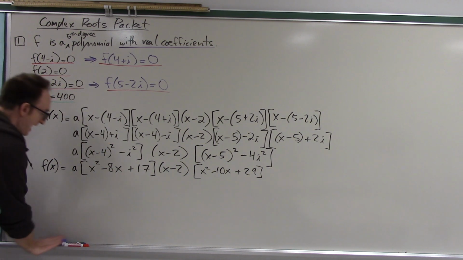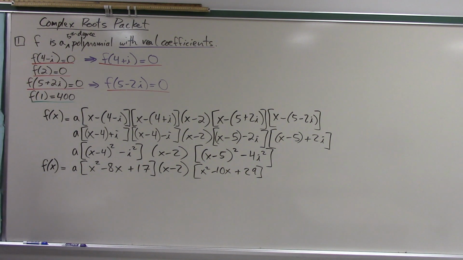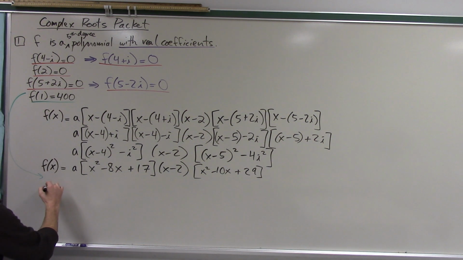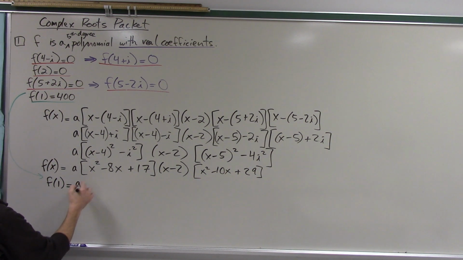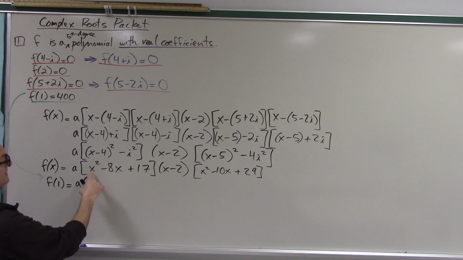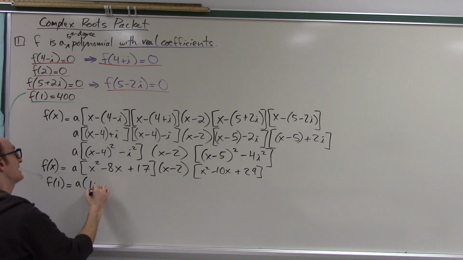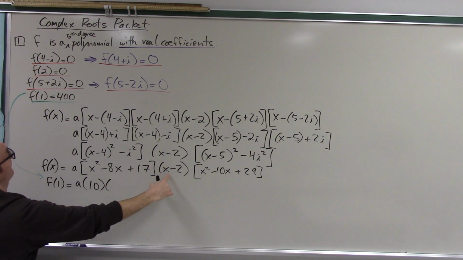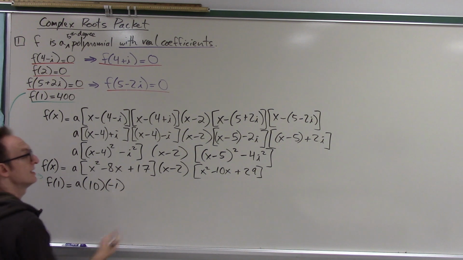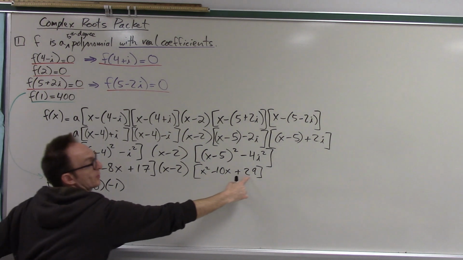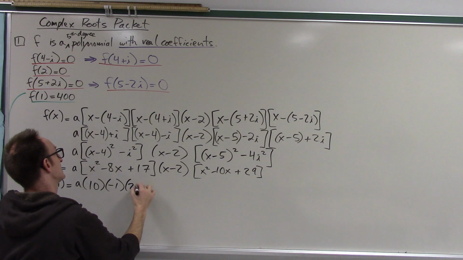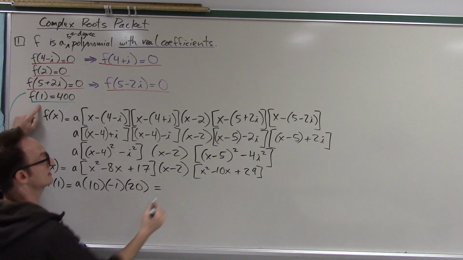Now, finally, I return to this extra little piece of information that I have, which is that f of 1 is 400. Okay, there are slightly different ways to do it, but this seems good to me. So if I plug in 1 here, I get a times, what is all this? Well, that's like 1 and 17 is 18, minus 8 is 10. Here, if I plug in 1, I get negative 1. And here, if I plug in 1, I get 1, and 29 is 30, minus 10 is 20. And all of that, when I plug in 1, is supposed to be 400.